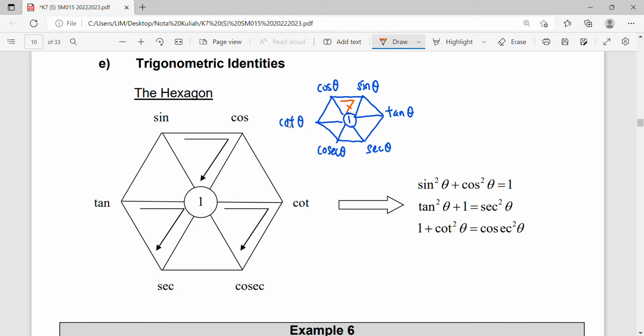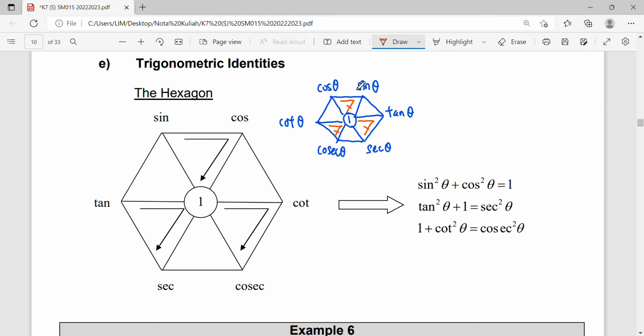Tempat yang boleh tulis nombor 7. Sini. So tempat yang boleh tulis nombor 7 sini, sini dan sini. So bukan ini sebab sini tajam. So kita tak tulis 7 kat sini. So from here we can know that sine and cos, they got relationship. 1 and tangent, they got relationship. And then cotangent and 1, it have its relationship identity here.